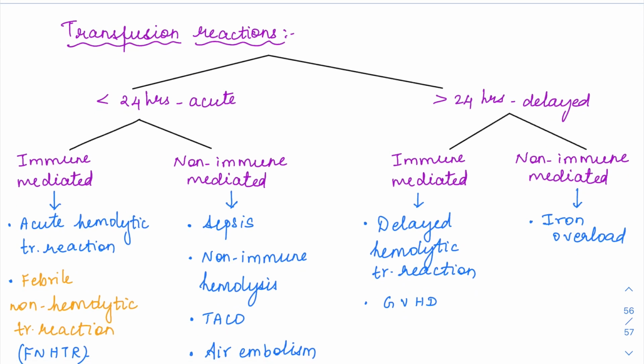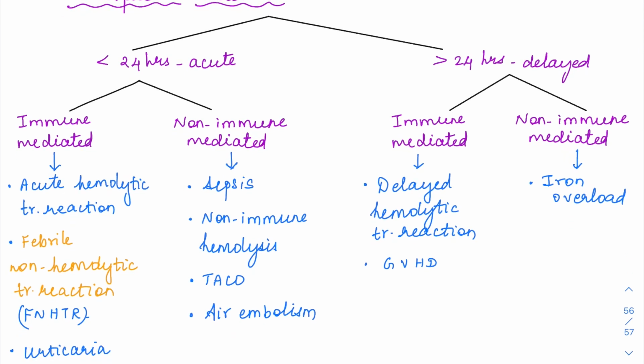Lastly, we'll see about the transfusion reactions. If you are issued blood and there is some reaction related to the blood transfusion, we call it a transfusion reaction. If the reaction happens within 24 hours, we call it an acute transfusion reaction. More than 24 hours, we call it a delayed transfusion reaction. Under acute and delayed, it is again classified into immune mediated and non-immune mediated.